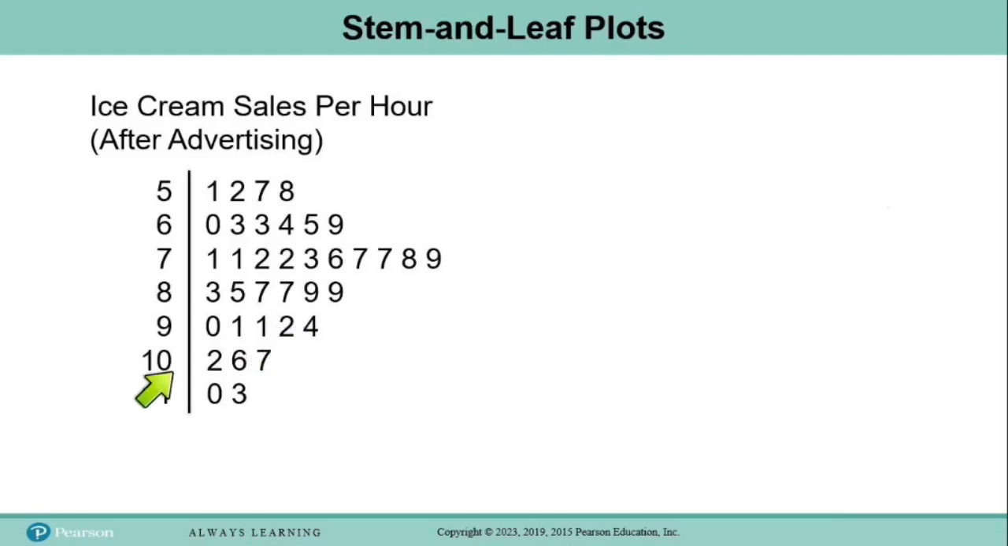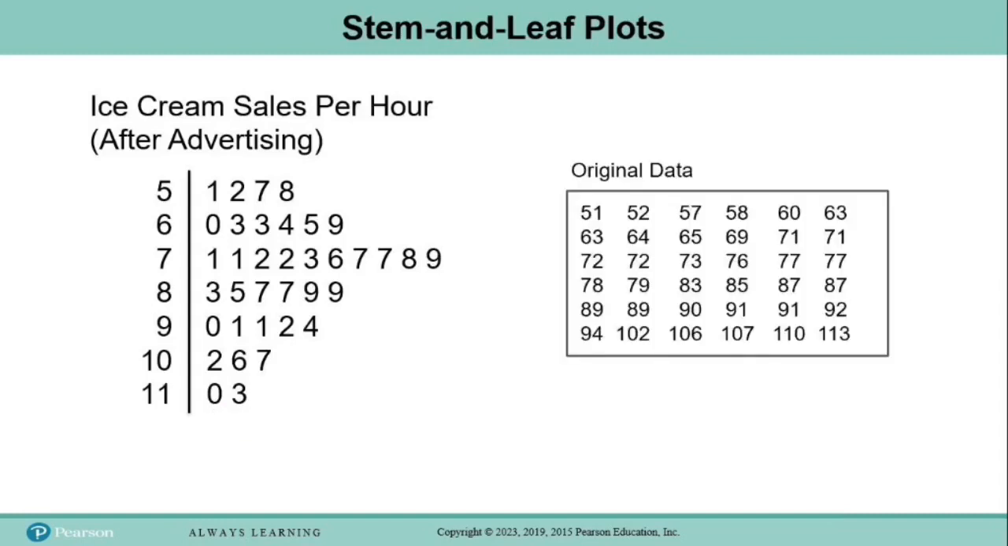And then on the next row, we have a 2-digit stem. It's okay for a stem to be 2 digits, but a leaf always has to be only 1 digit. So this leaf right here would represent 102. This leaf would represent 106. And then on the last row, this leaf would represent 110, and this leaf would represent 113. Let's take a look at the original data.